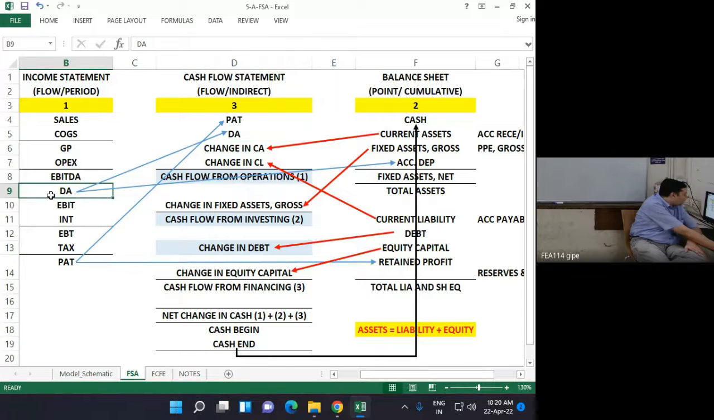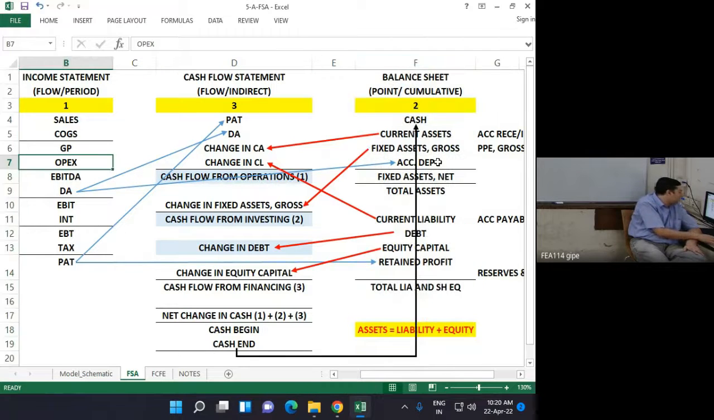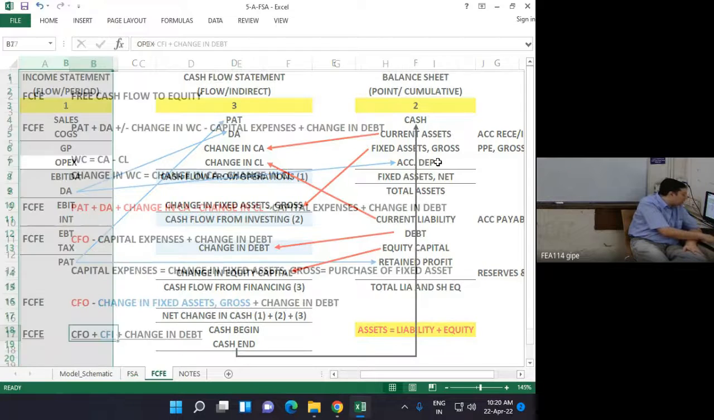But when depreciation goes from income statement to balance sheet, it is not going in the same name. नाम ही बदल गया. क्यों बदल गया? क्योंकि perspective में difference. Balance sheet क्या है? Cumulative. आज तक कितना depreciation हुआ, और income statement बोल रहा है इस year में कितना depreciation हुआ.